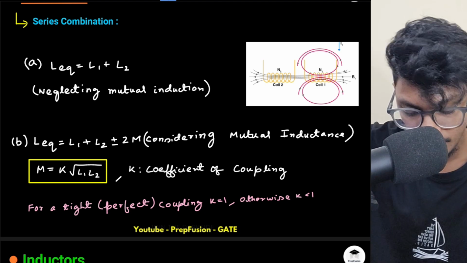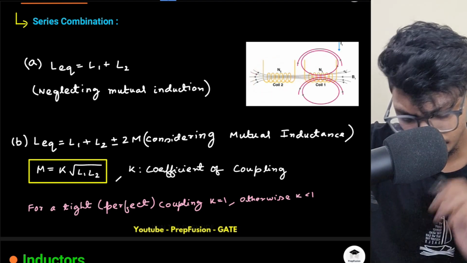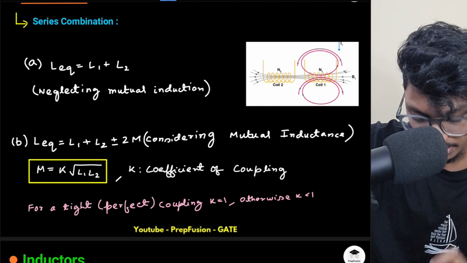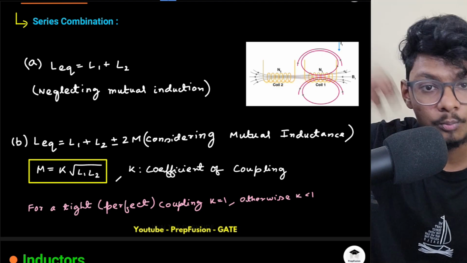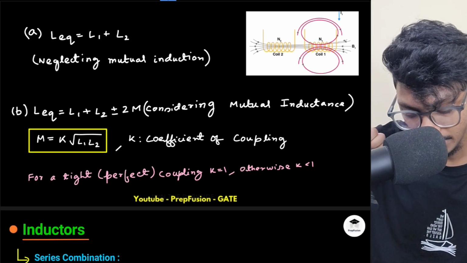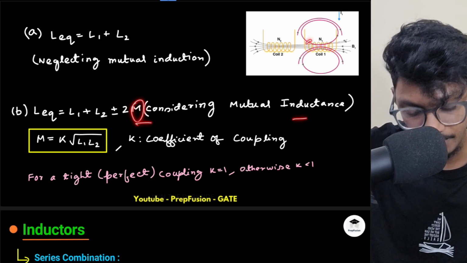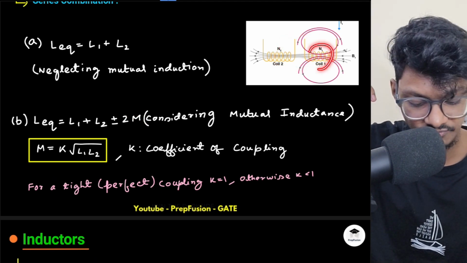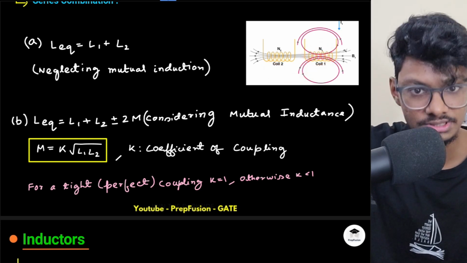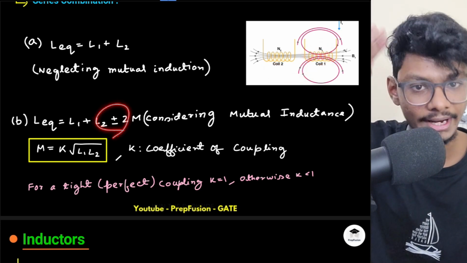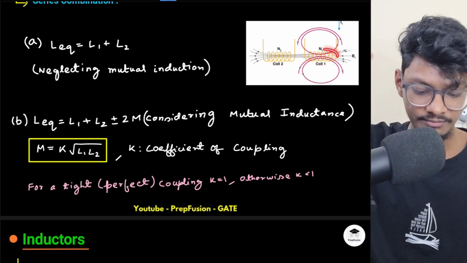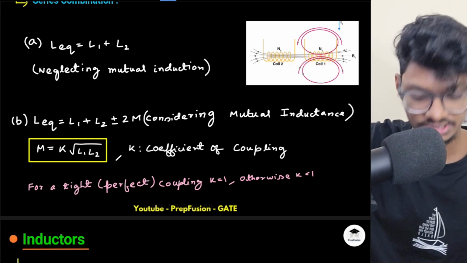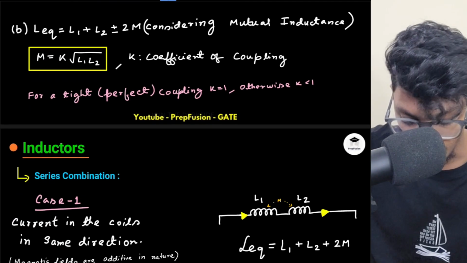L equivalent. Okay, so if they're in series, sometimes we can place the coils in such a way that both of them oppose each other. And M is basically the mutual inductance. When both of them oppose each other, basically the flux due to this opposes the other flux, I will say L equivalent will be L1 plus L2 minus 2M. If both the fluxes aid each other, then it will be plus 2M.